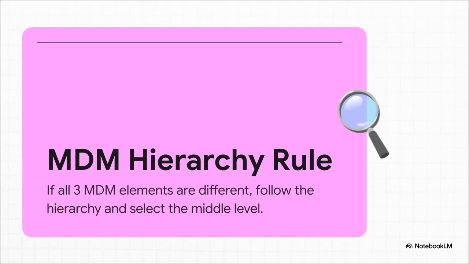But wait, what happens if all 3 elements land on completely different levels? Sometimes, a patient encounter is just all over the map. You might have a totally straightforward problem, but an incredible amount of data to review, and then a moderate risk level. When this happens, we rely on the MDM hierarchy rule. This rule dictates that if all 3 MDM elements result in 3 completely different complexity levels, you must follow the hierarchy and select the middle level. Just think of it as your ultimate built-in tiebreaker.